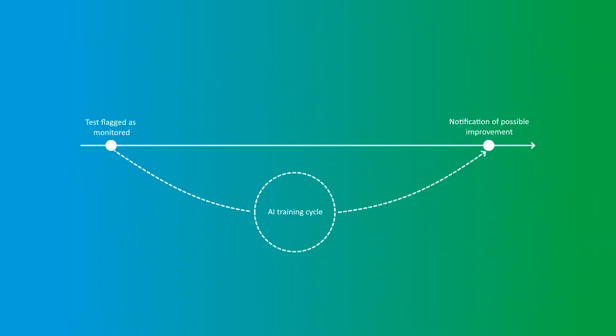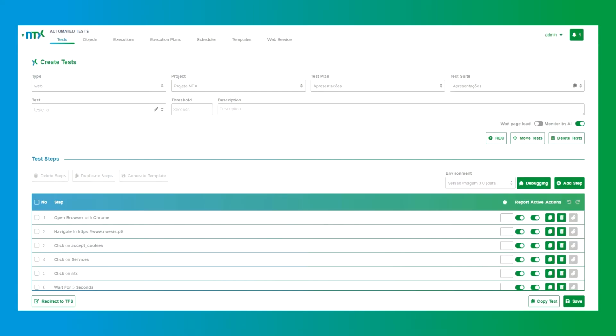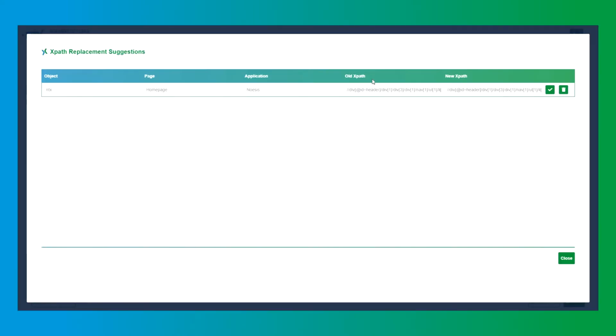As soon as this happens, if the AI component has trained this test enough times, which requires a few hours since it has been flagged as monitored, NTX is going to notify the user about a possible improvement, which they can then decide to persist or not.